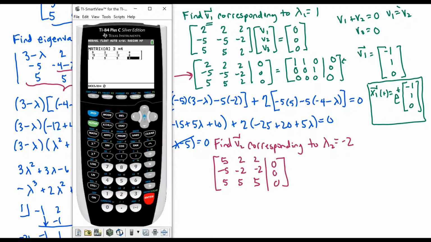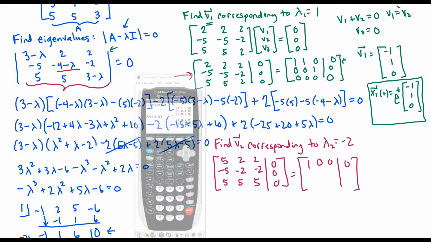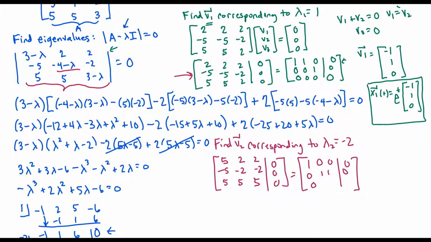I'm going to go back to my home screen and redo my reduced row echelon form for matrix A. And here is the result. Okay, so let's see what this looks like in terms of equations. Interpreting row 1, this says V sub 1 equals 0. And interpreting row 2, V2 plus V3 equals 0.